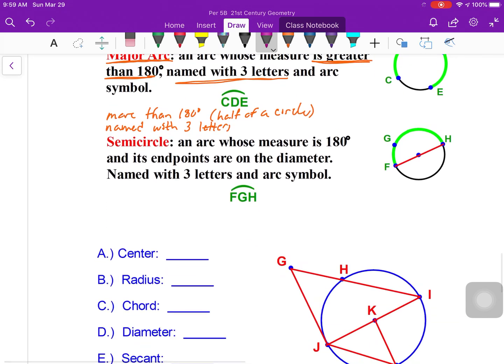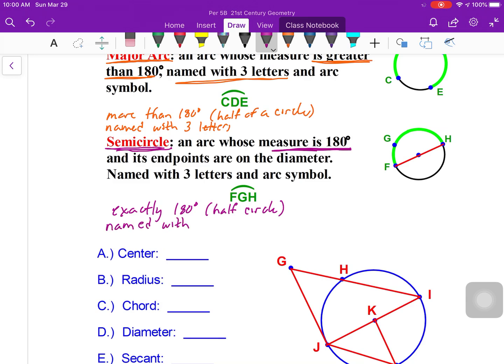I said there were three types of arcs. The third type of arc is a semicircle. A semicircle is exactly 180 degrees. Half of a circle. It is also named with three letters.